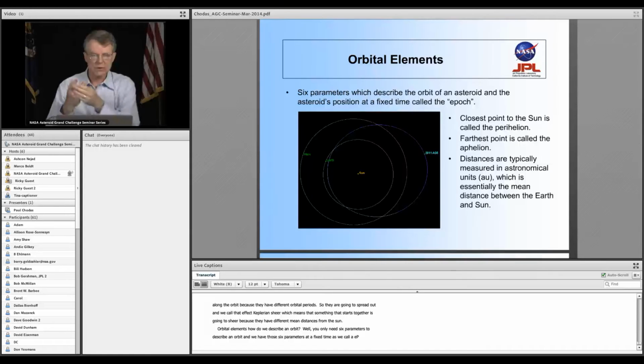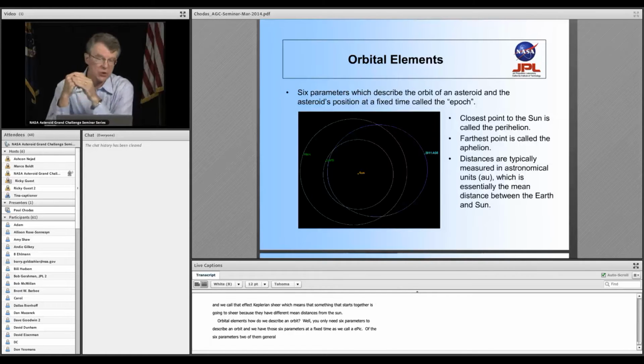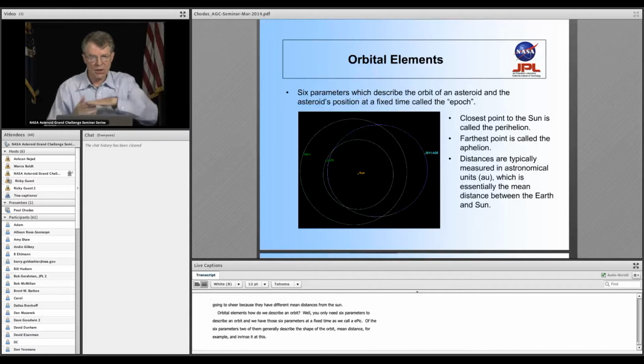Of the 6 parameters, 2 of them generally describe the shape of the orbit, its mean distance, for example, and its eccentricity. 3 of them describe the orientation of that plane, what direction is the normal to the plane and how is it oriented. So that takes 3 angles. And the final parameter is kind of the angle of where the asteroid is on its orbit. So with 6 parameters, we can describe an orbit.